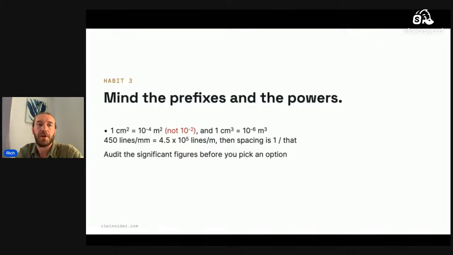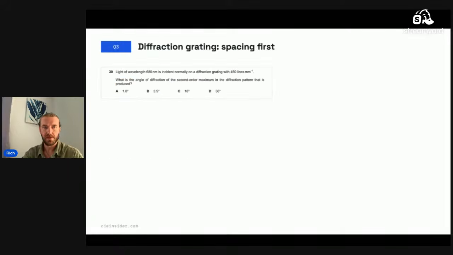Also, for diffraction gratings, if you're told how many lines per millimeter, we have to convert to lines per meter. So we need to again be really careful on that front. So let's have a look at that one. Light of wavelength 680 nanometers is incident normally on a diffraction grating with 450 lines per millimeter. What is the angle of diffraction of the second order maximum in the diffraction pattern that is produced?